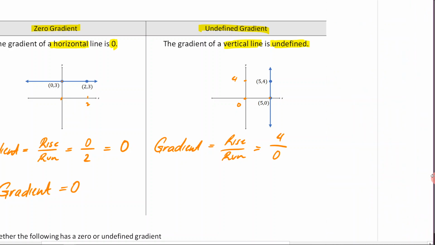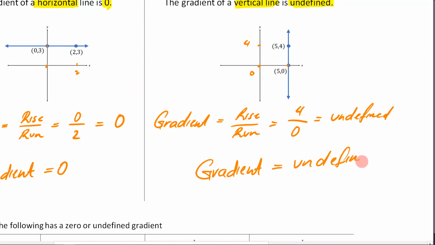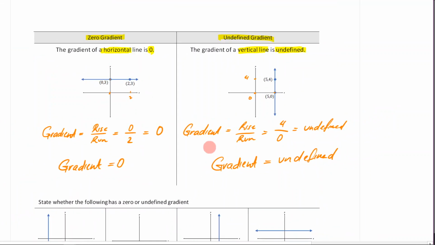And that's a key thing about maths. You can never divide by 0. This is undefined. So the gradient of a vertical line is always undefined because you can't divide by 0. And that's a really important takeaway there.